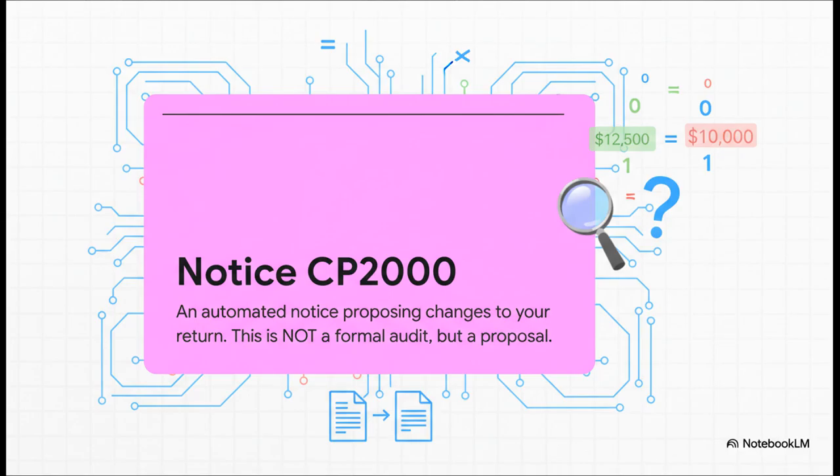Okay, first things first, let's just get the biggest myth out of the way. A CP2000 is not a formal audit. Let me say that again. It is not an audit. It's an automated notice kicked out by a computer program. All it's doing is flagging a difference between what you reported and the data the IRS got from somewhere else. You can almost think of it as the IRS computer tapping you on the shoulder and saying, "Hey, I've got two different numbers here. Can you help me make sense of this?"